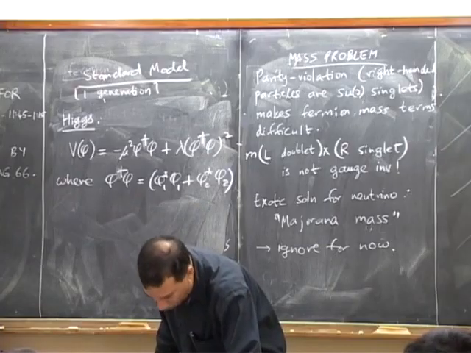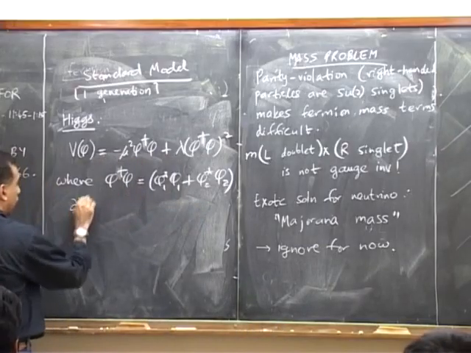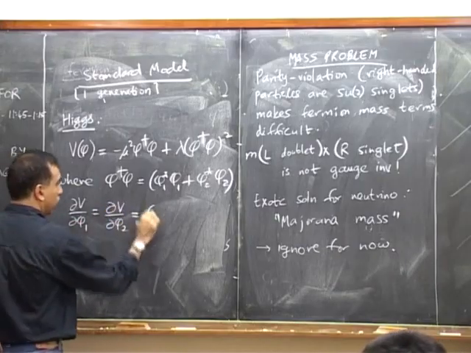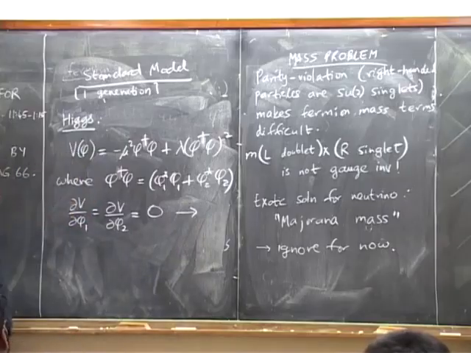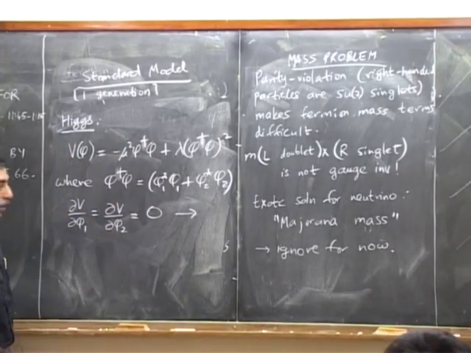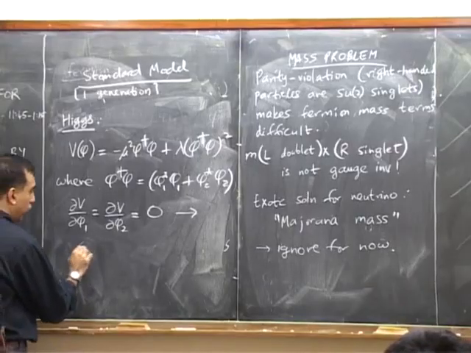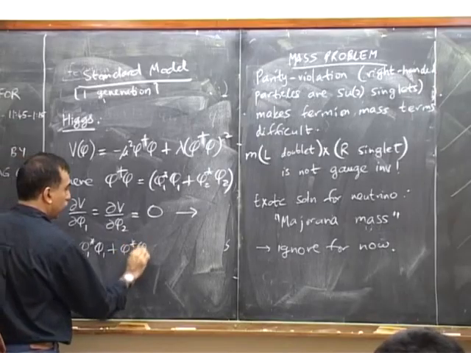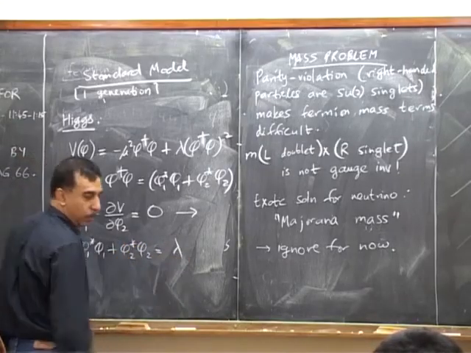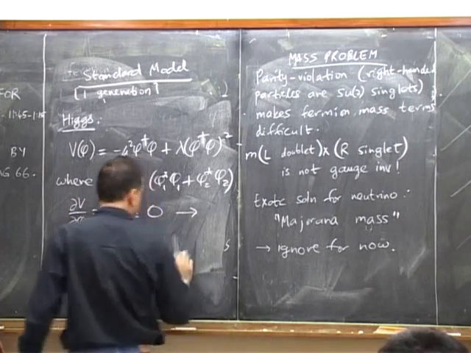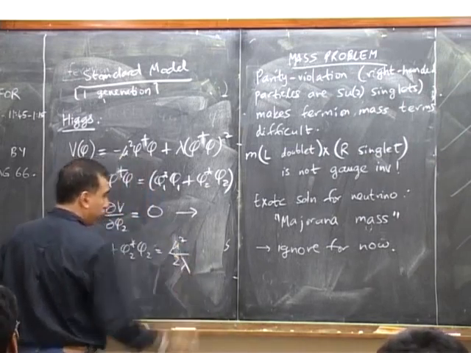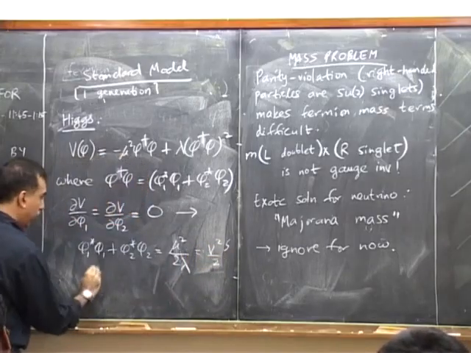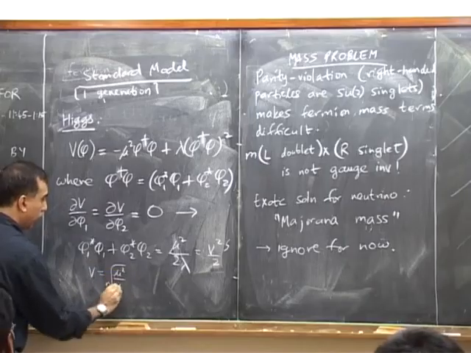Okay. So now if we try to minimize this potential by saying that del V by del phi 1 is equal to del V by del phi 2, which is equal to 0, and moreover that it's not the maximum that would be there at phi 1 and phi 2 equals 0, if we really look for a minimum, we find the minimum exists at phi 1 star phi 1 plus phi 2 star phi 2 equals mu squared over 2 lambda. And by convention we call this v squared by 2, defining v to be the square root of mu squared over lambda.